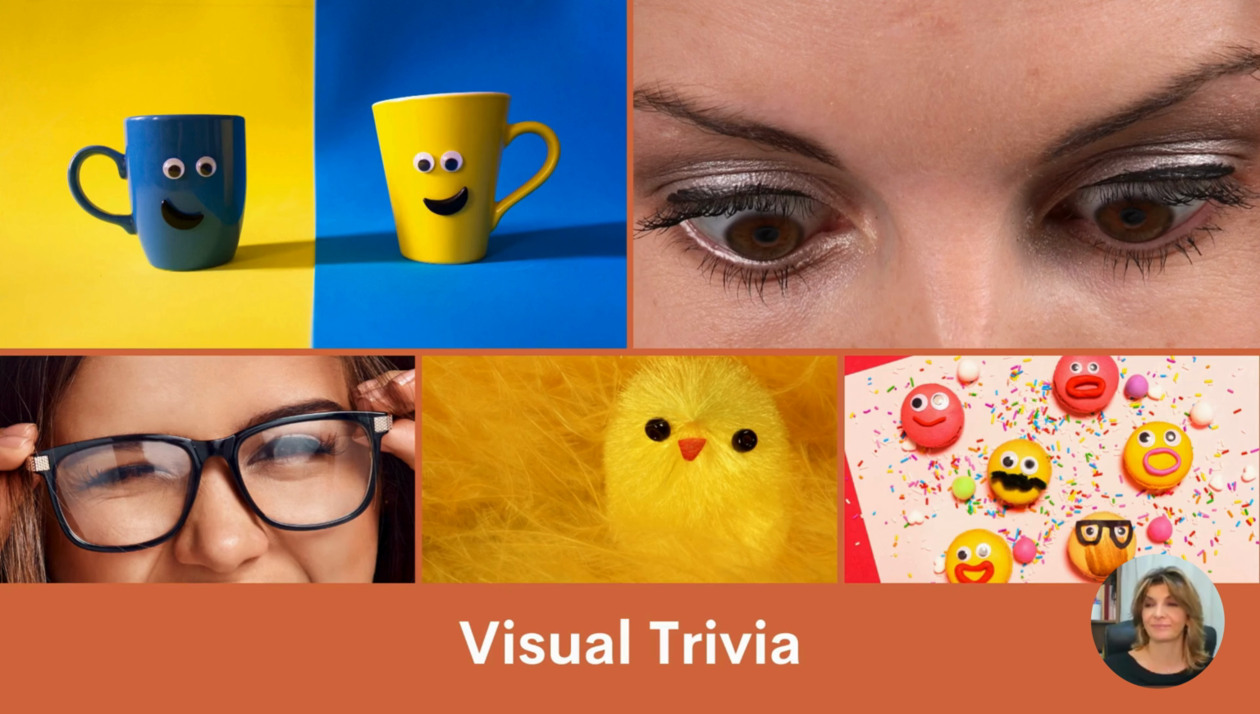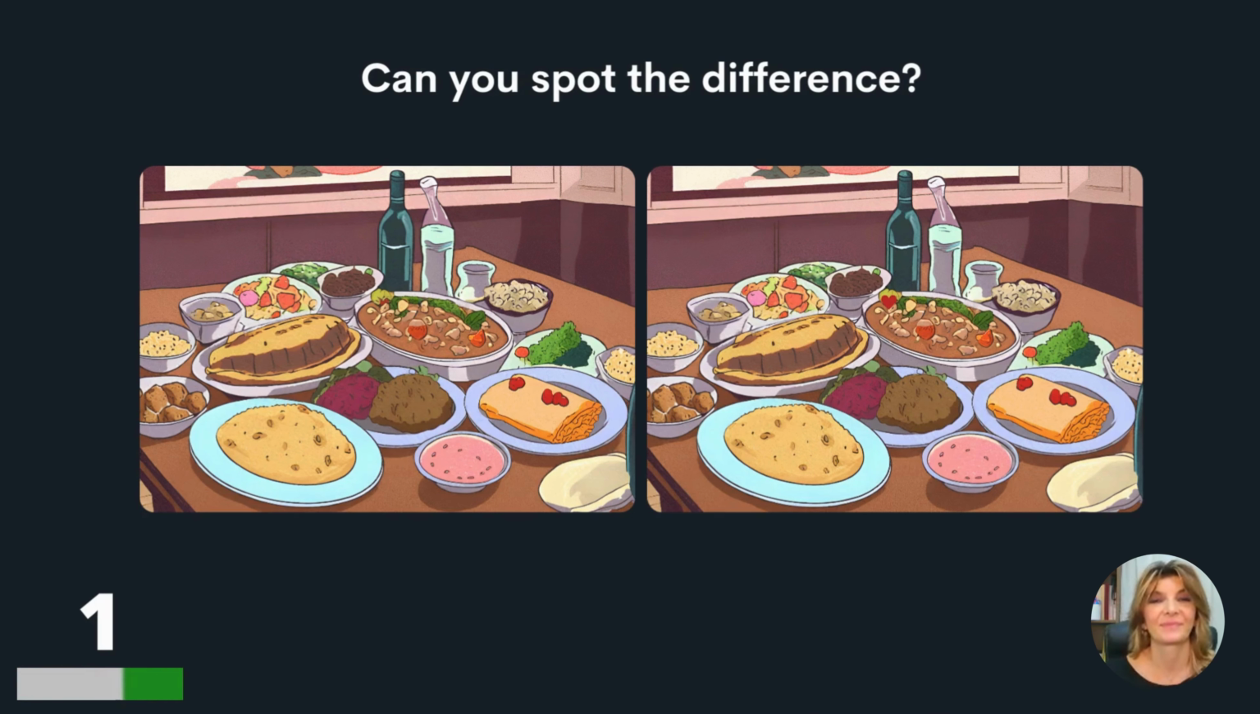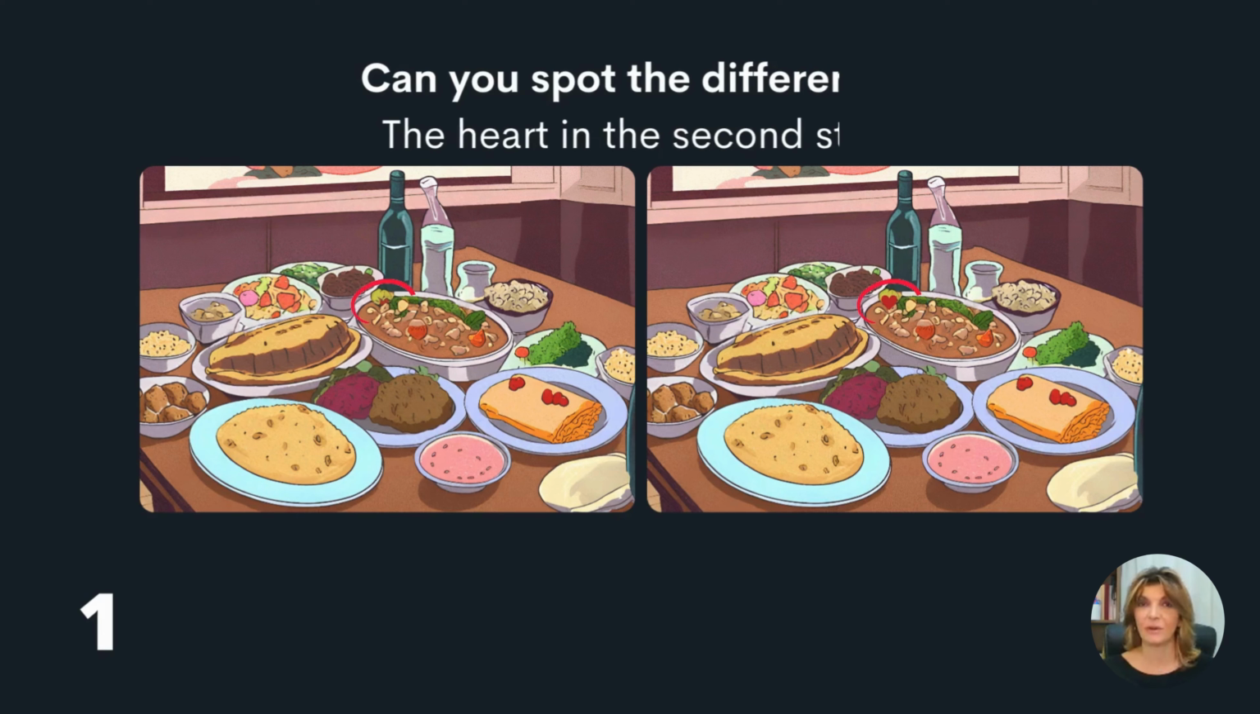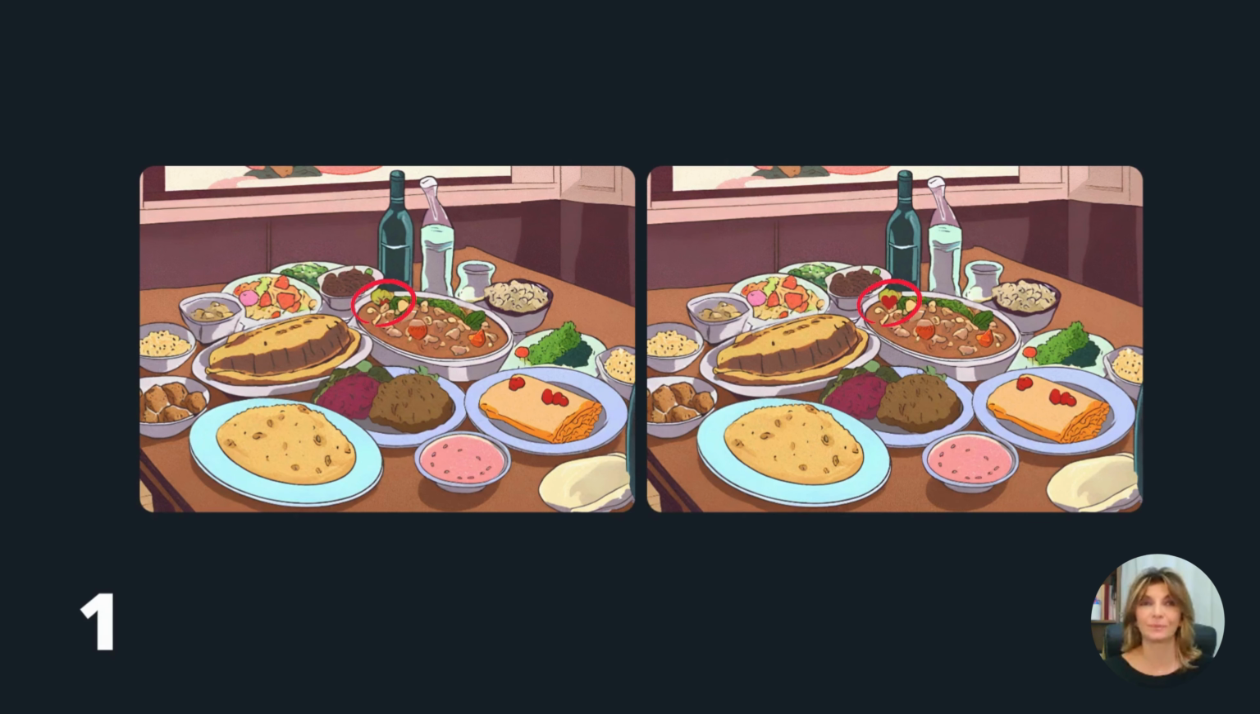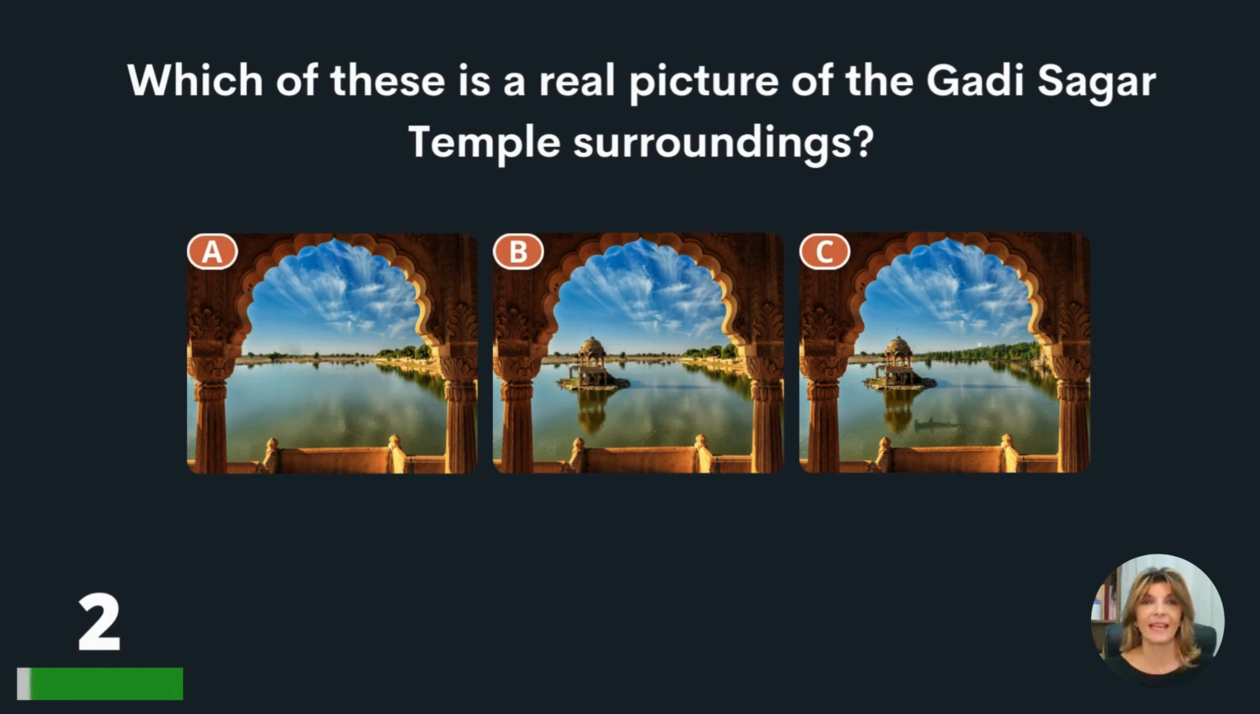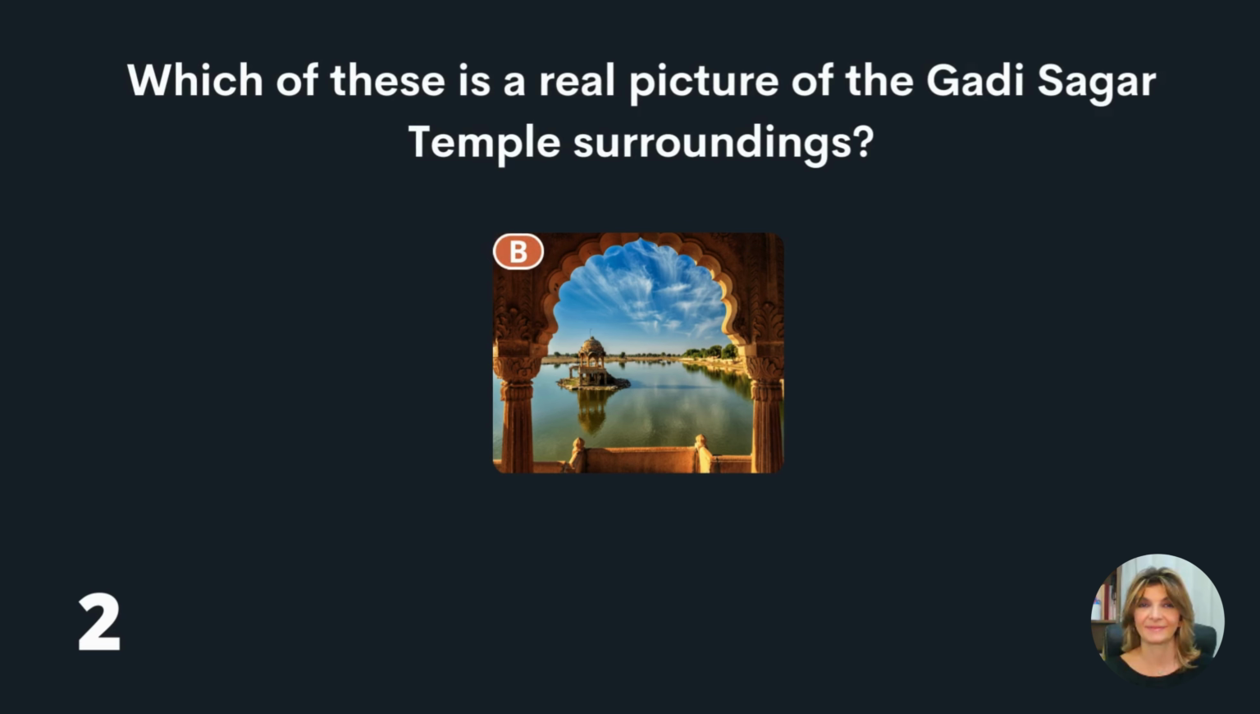And it's visual trivia. Can you spot the difference? Let's see how good you are at spotting the difference. And the difference is the heart in the second stew. Which of these is a real picture of the Gadi Sagar temple surroundings? And the answer is picture B.